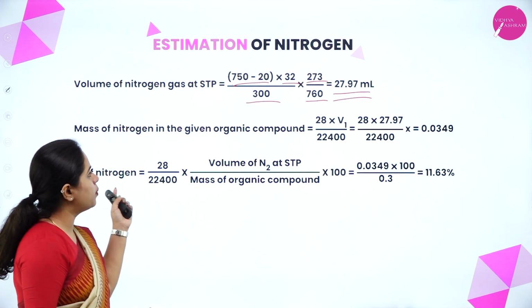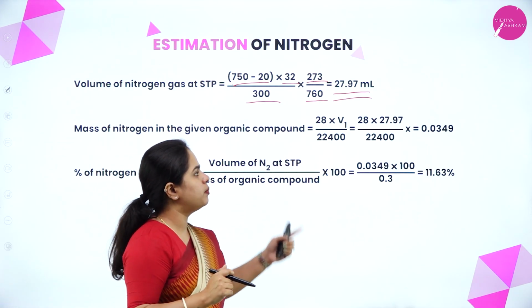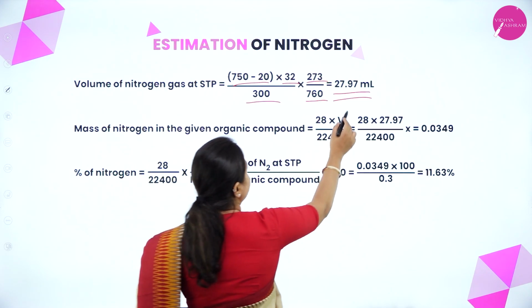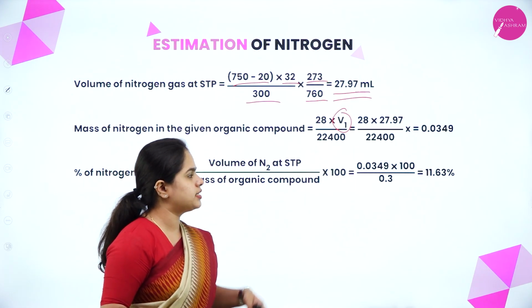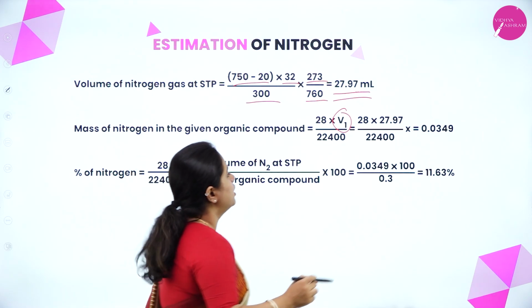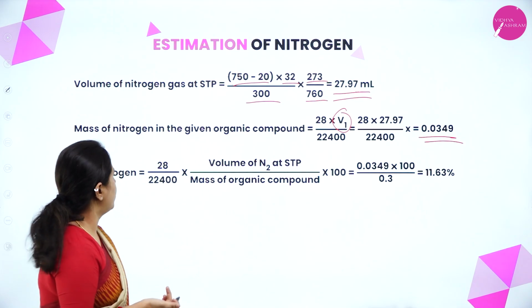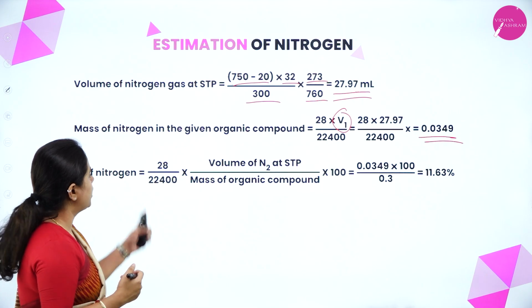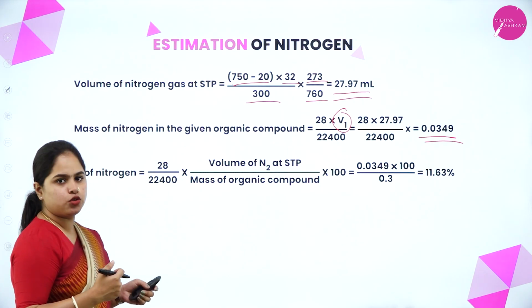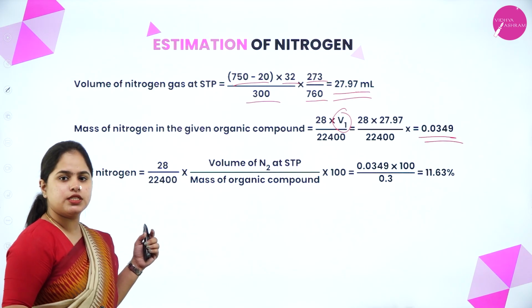Now, how do we calculate the mass of nitrogen gas in the given compound? It is 28 into V by 22,400. So, this V we calculated from here. That is 28 into 27.97 divided by 22,400. So, that will give the value 0.0349. Okay. So, once this is obtained, we can calculate the percentage of nitrogen. It is calculated by 28 by 22,400. So, once this is done, we can directly calculate the percentage of nitrogen.